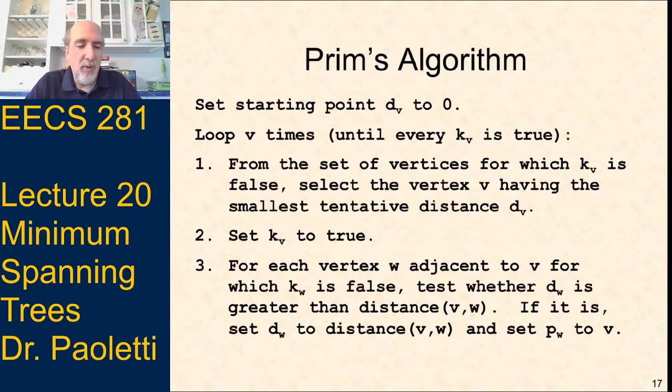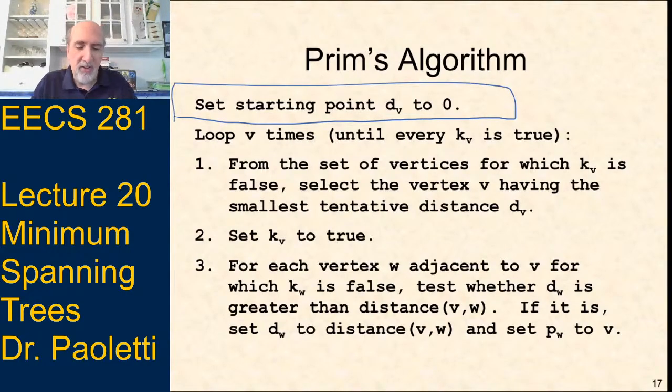So Prim's algorithm says, before the loop starts, so outside of the loop, pick a starting point and set its distance to 0. Remember, initially everybody has a distance of infinity, everybody is false, they are in the outset, and we don't know who anybody's predecessor is. Then outside the loop we set the starting point's distance to 0. Then you say loop v times.